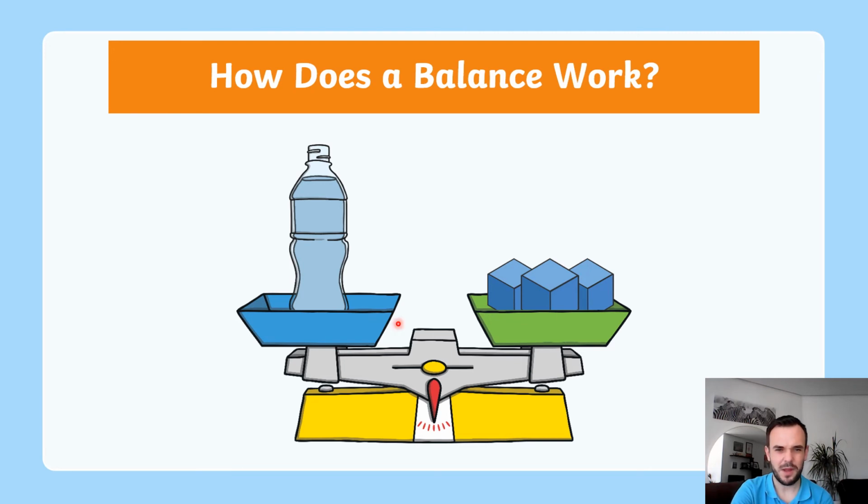Now, look at this one. Which is heavier, the 3 cubes or the bottle of water? Which one goes down and which one goes up? Well, neither of them go down and neither of them go up. It is level. Can you see? So these both weigh the same. A bottle of water is the same as 1, 2, 3 cubes. When the scale stays level, it's the same.